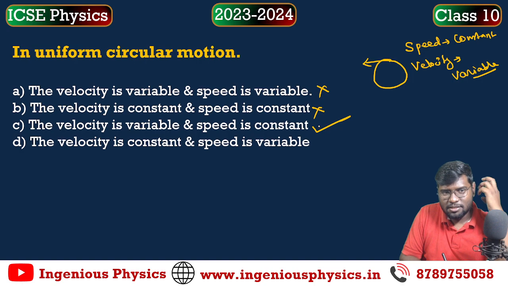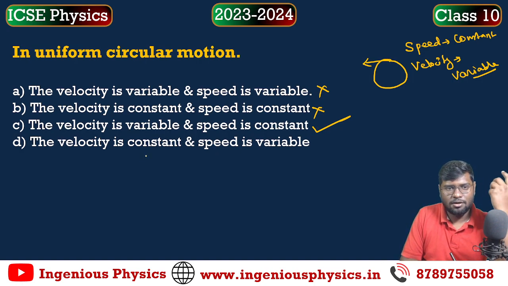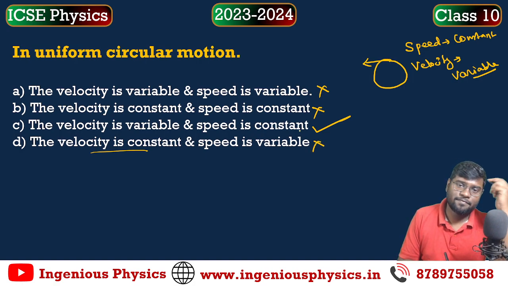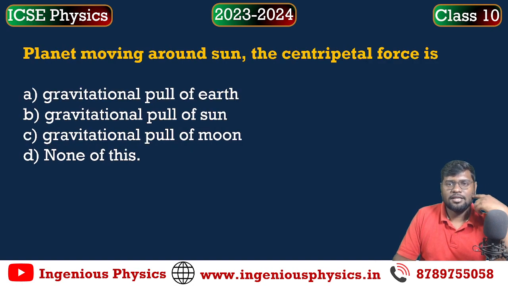Yes, option number C is correct. And definitely option D is not correct. It is wrong. Why so? Because it is written velocity is constant, which is not true. So that's why option number D is false. I hope you understood the explanation. So now let us move to the next question.